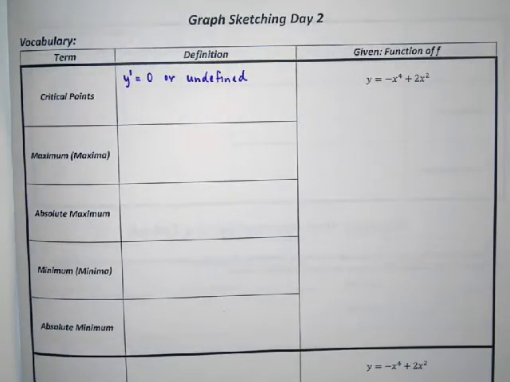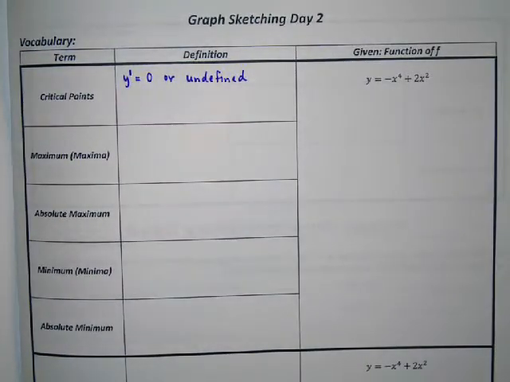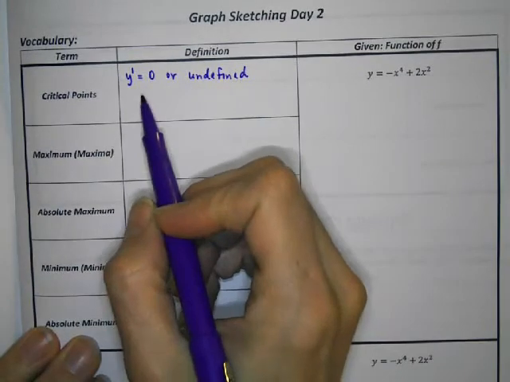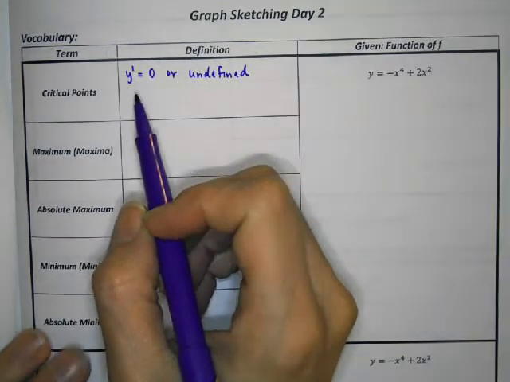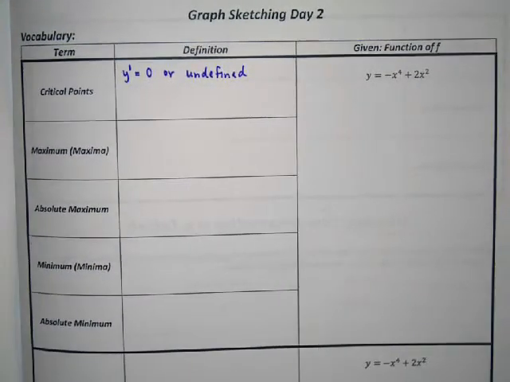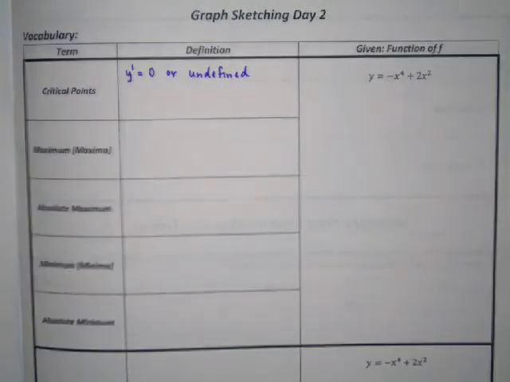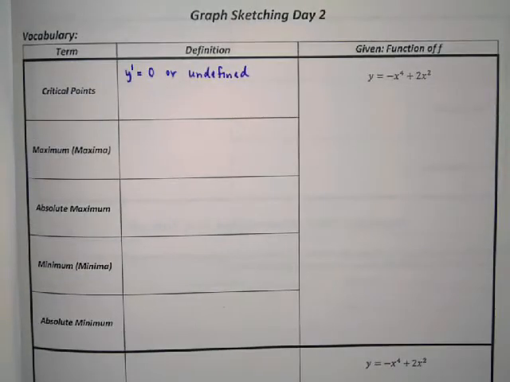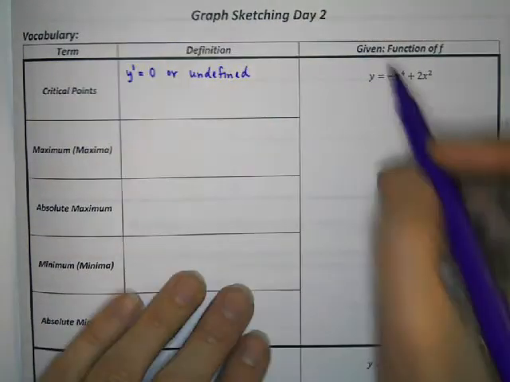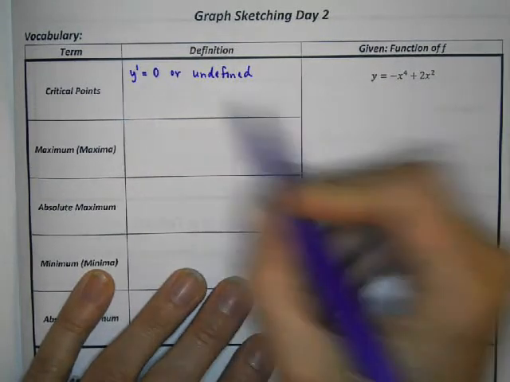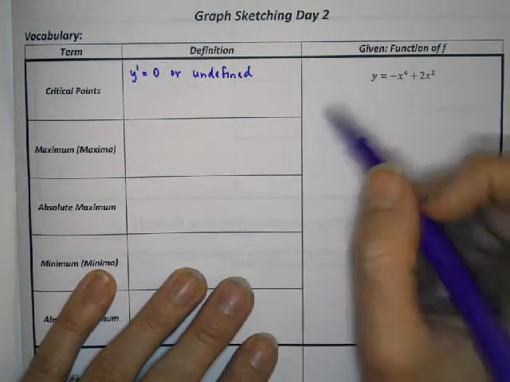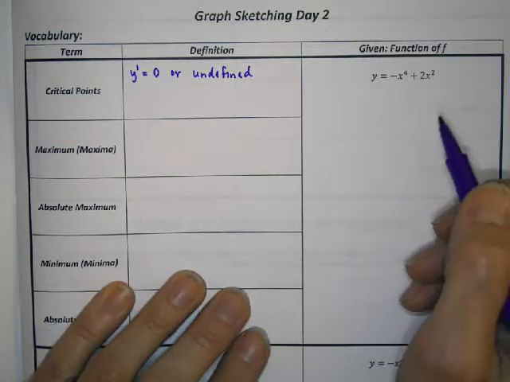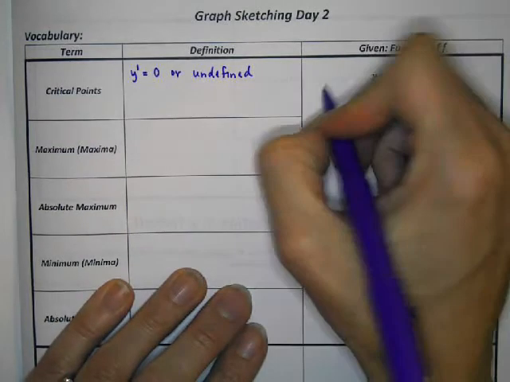So if you'll think back, when we were doing this with a graph, we were looking for places on the graph where we had either horizontal tangents, that's where y prime was equal to 0, or we were looking for any cusps, corners, vertical tangents, or discontinuities. So now we don't have a graph, but we have a function. But we know easily enough how to find where y prime equals 0. Since this is a polynomial, there's nowhere it's undefined, so we don't have to worry about that.